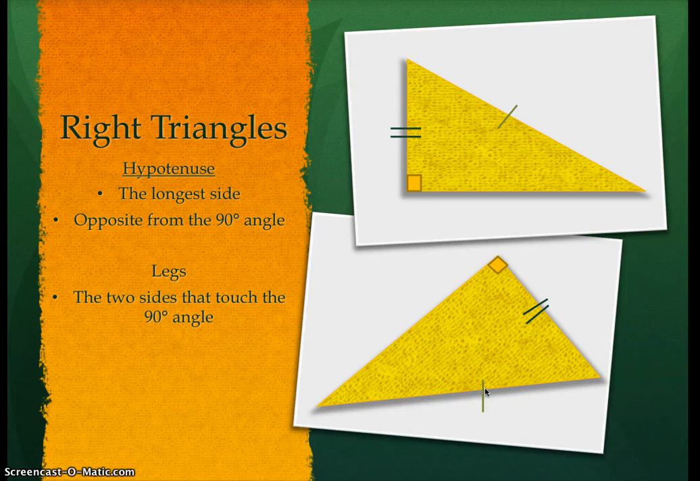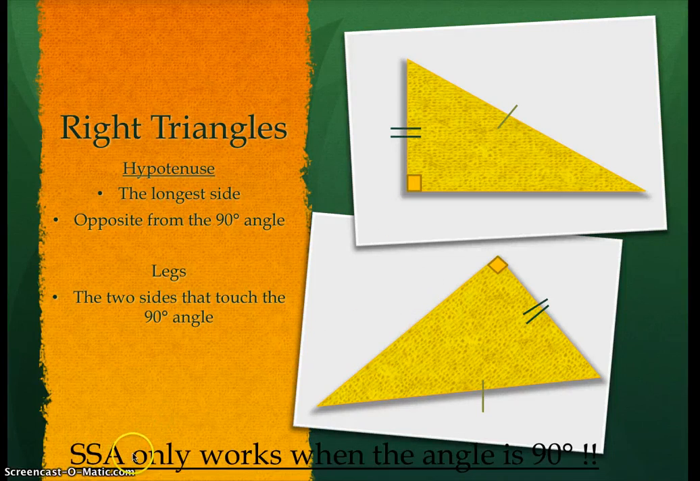Now, as you look at the markings in this picture, you might notice that it looks like side, side, angle. And I just finished telling you that side, side, angle is not one of our congruence theorems. Well, side, side, angle only works when the angle is 90 degrees. Because the angle is 90, this is no longer side, side, angle. You would put HL. So this is hypotenuse leg, which is like a special case of side, side, angle.